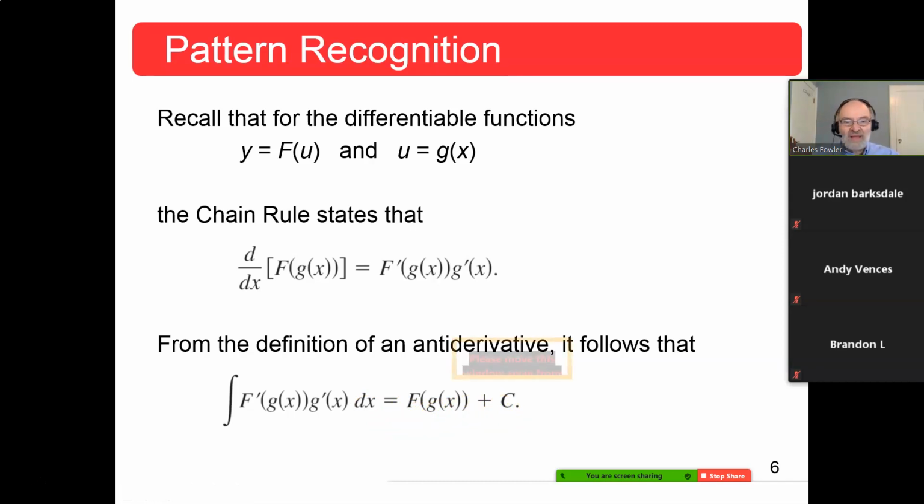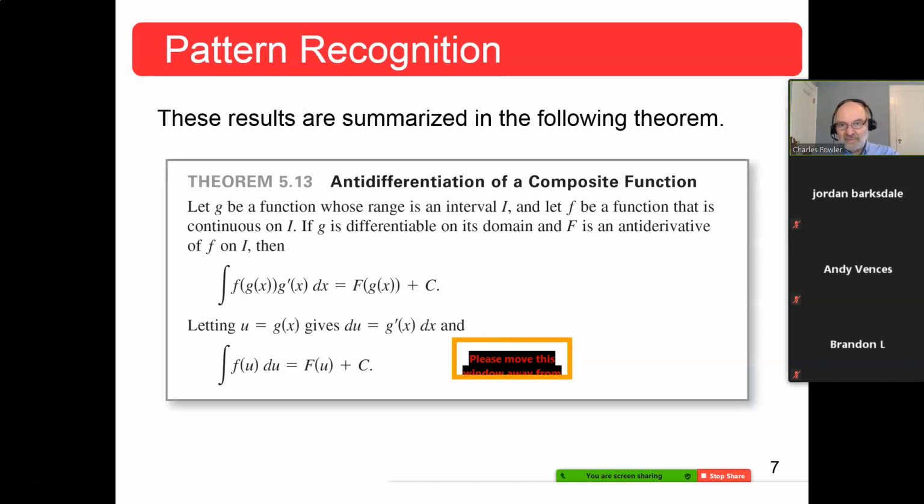If you can see all that and it makes perfect sense to you, fine. But frankly, to me, there are so many parentheses, so much this of that, it's so much easier to just do a u-substitution and go with it. But we haven't talked about what that is yet. Let's go for it. These results are summarized in the following theorem: the antidifferentiation of a composite function.